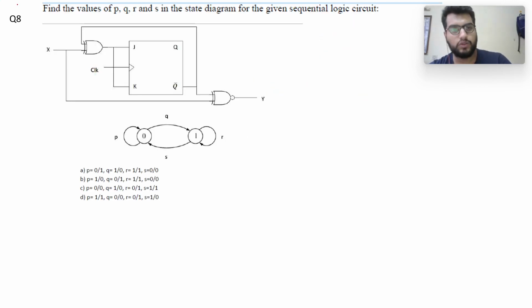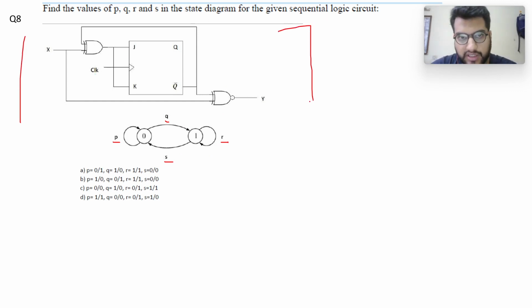So find the values of P, Q, R and S. We need to find out these values P, Q, R and S in the state diagram for the given sequential circuit. So we have this sequential circuit, which is a JK flip-flop, and we have these outputs and inputs connected to this XOR gate, and this is an XNOR gate. We need to find out the states PQRS of the state diagram. So you can break this question into two parts.